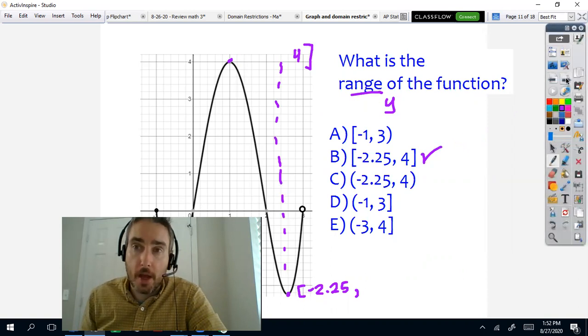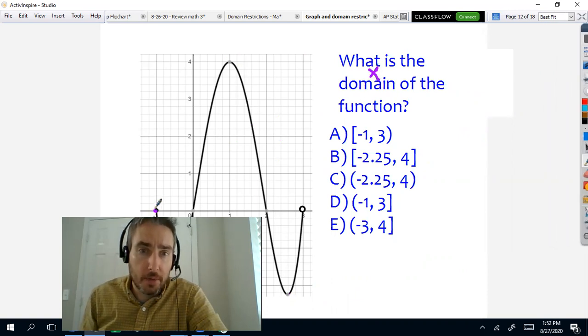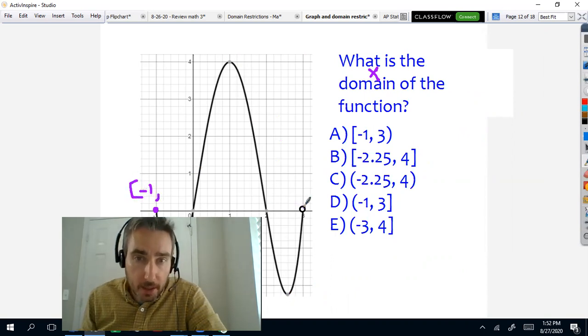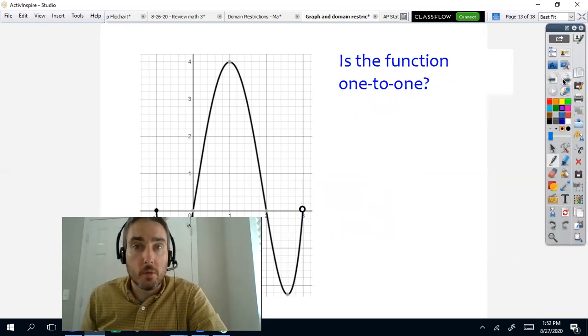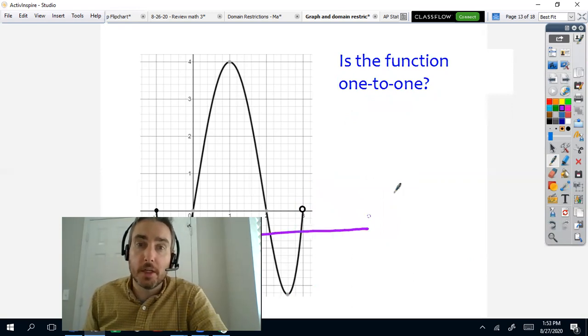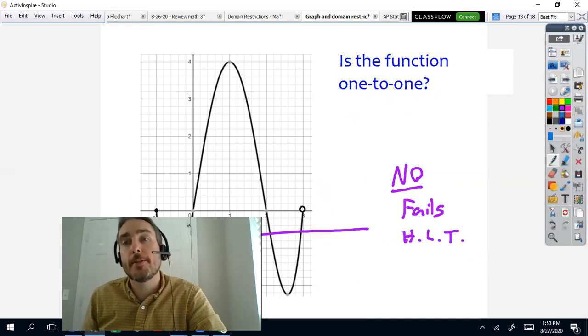Now you take that same graph and you ask for a domain. Well, domain's the x values. Well, that's going to go from negative 1, and it includes that. But notice that the 3 here is open, so it does not include the 3. So it's going to be this first option. And then you'll have questions talking about, is it 1 to 1? No, fails the horizontal line test. HLT, horizontal line test.